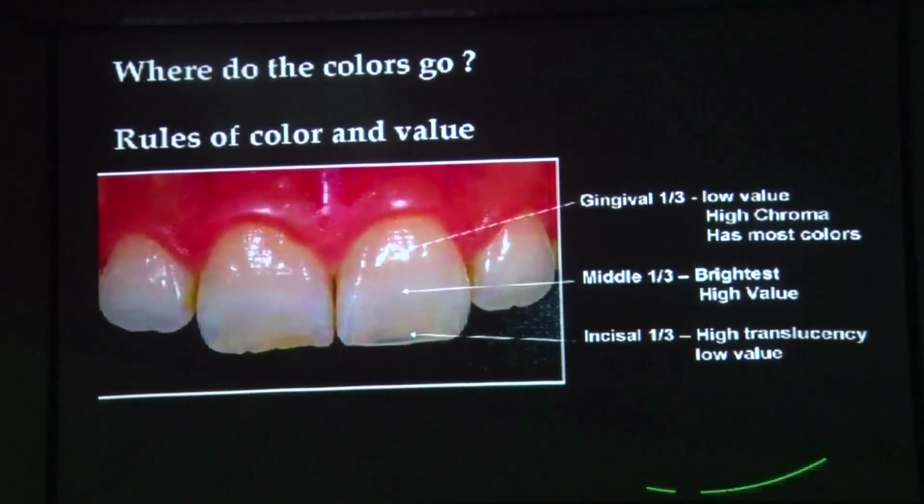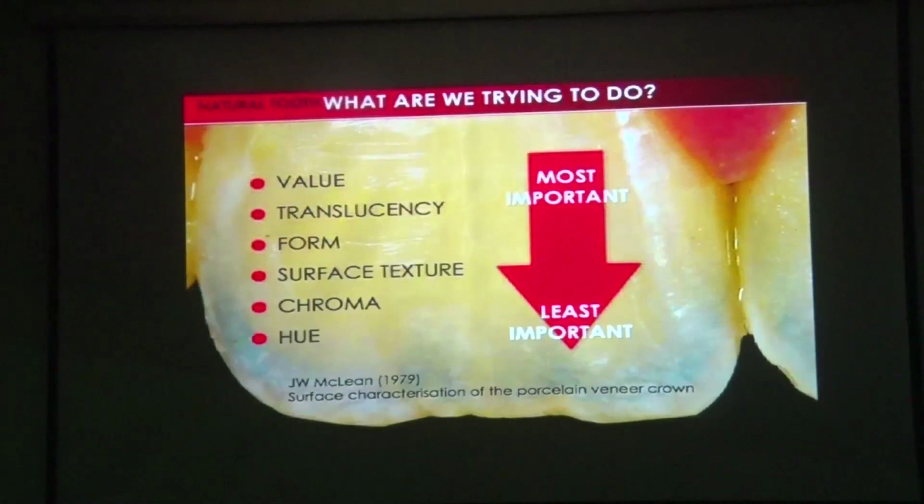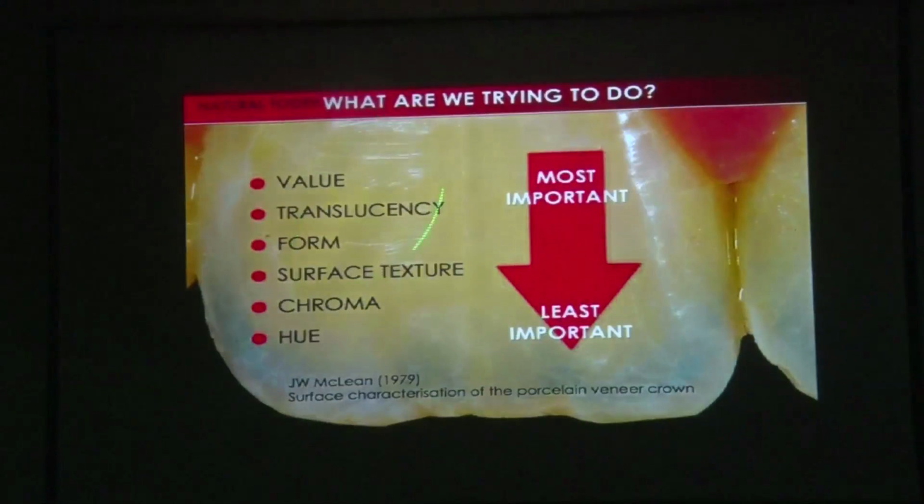So this is how you communicate to your technician as well. If you are giving your work to some good labs, they have all these zones marked, so you need to tell them the colors. Right? It's not about communicating over the phone and telling them just give me A2. No, that's not aesthetic dentistry. So what we are trying to do is get all these things right to give aesthetics. For me, the most important component is value, then comes translucency, then form, surface texture, chroma, and then hue.